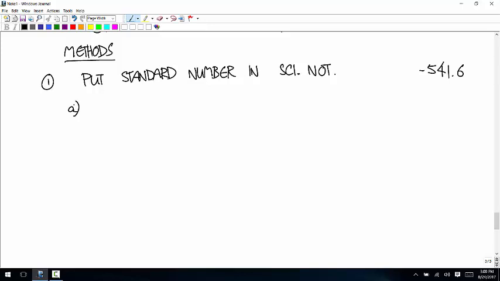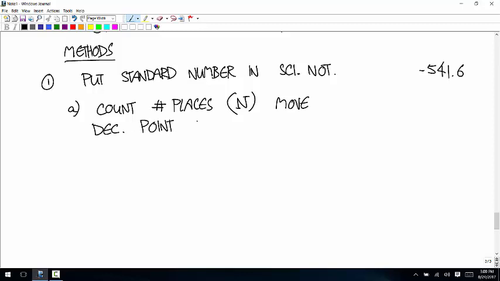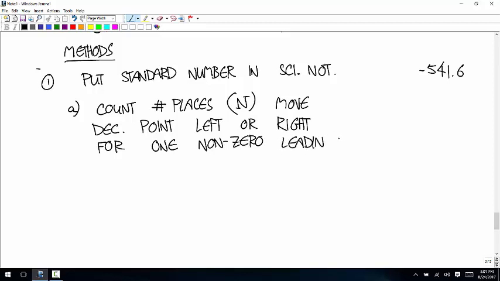Okay, so the first step is count the number of places, and we're going to call it capital N. Count the number of places that you have to move the decimal point left or right so that the number has one non-zero leading digit. Leading digit is before the decimal point.